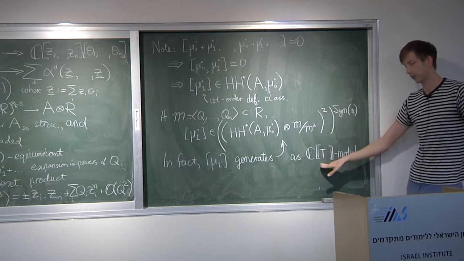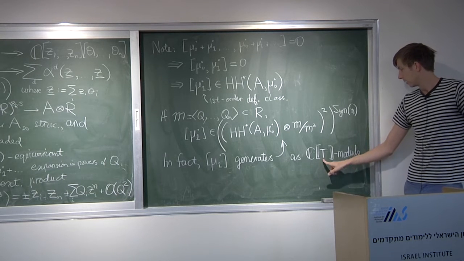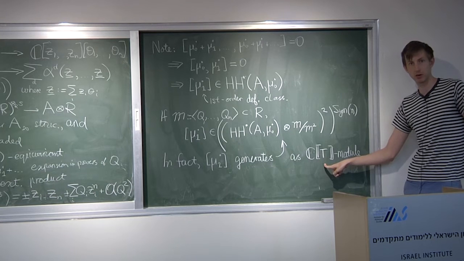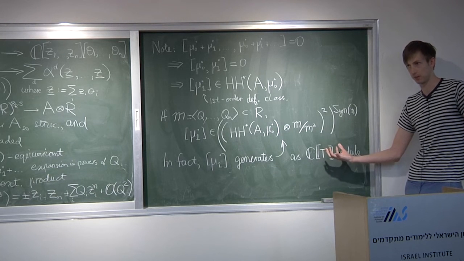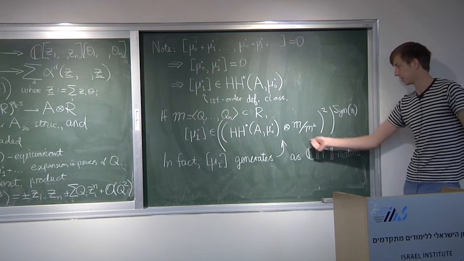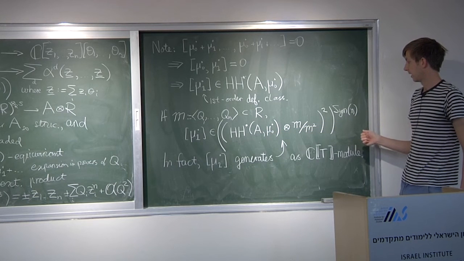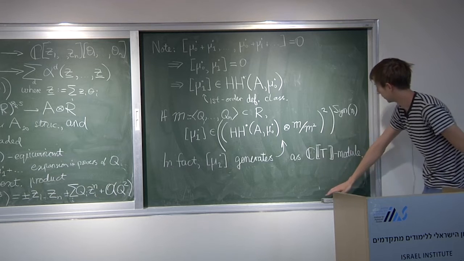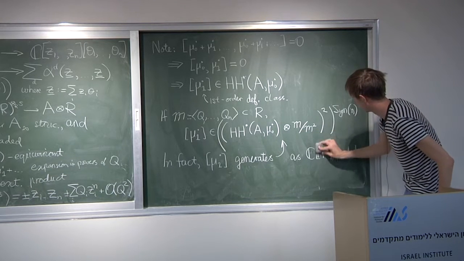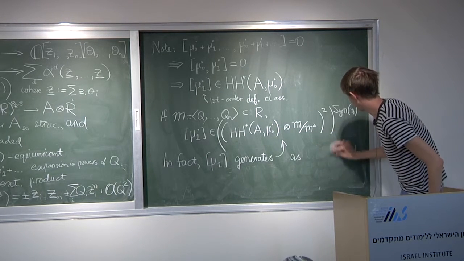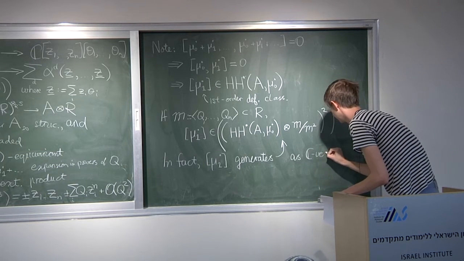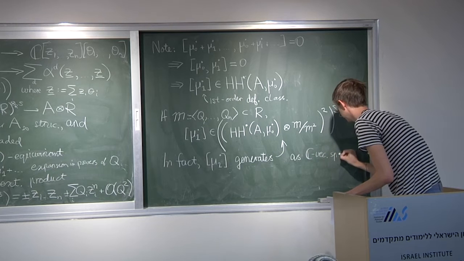As a module over C of t. So this whole thing, remember C of t was the degree 0 part of our coefficient ring R. So in particular, taking, sorry, not a C of t module, because we're quotienting by this. Just a C vector space. Sorry, I'm getting ahead of myself.